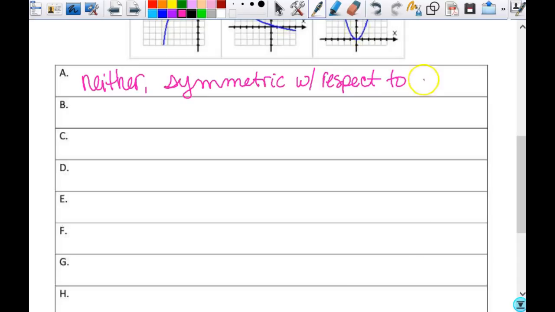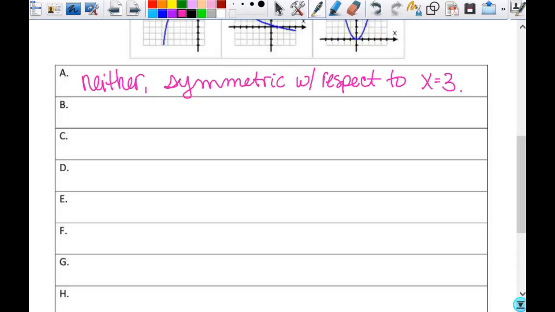X equals 3. Good. Symmetric with respect to x equals 3. Okay, so on Schoology, you're not going to have to type all that stuff in. On Schoology, these are all set up as multiple choice questions. So you're going to choose even, odd, or neither, and then you choose your explanation, and I'll tell you a little bit more about that after we do the rest of these.